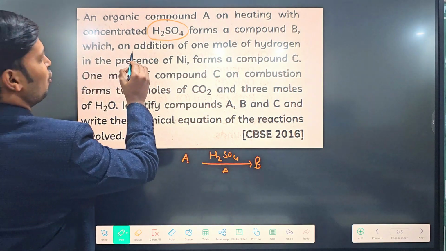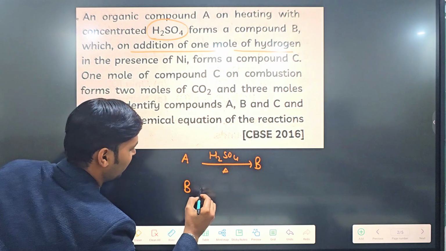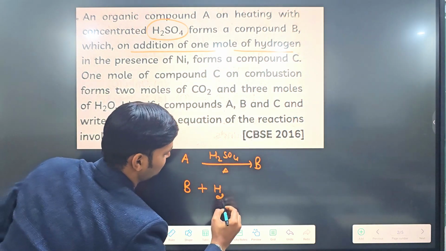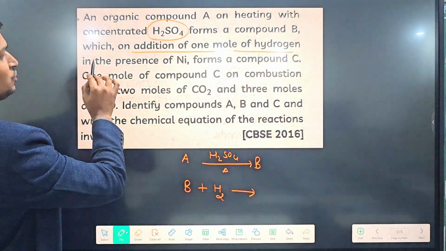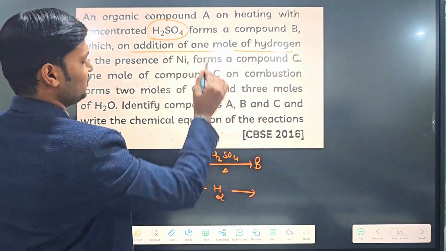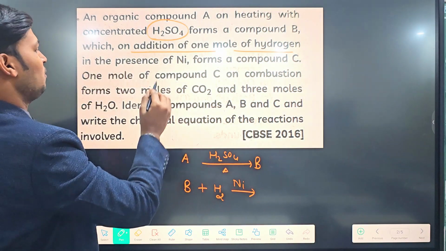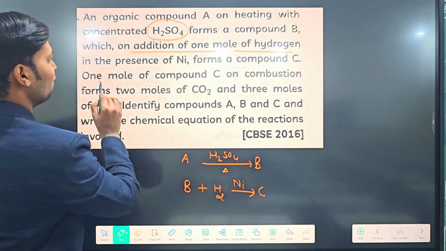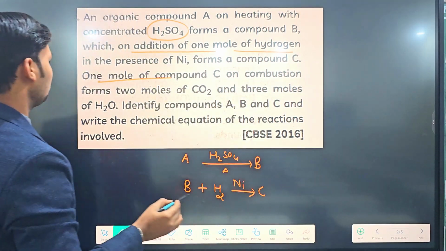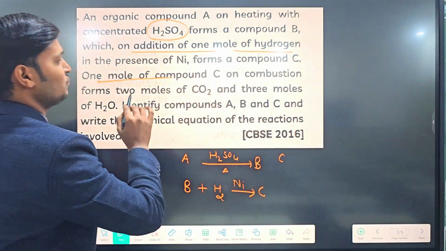Compound B, which on addition of 1 mole of hydrogen, it does mean we are adding 1 mole of hydrogen to this B, right? I have written here addition of 1 mole of hydrogen to the B in the presence of nickel, which forms a compound C. Now it is forming a compound C. Again, 1 mole of compound C on combustion.